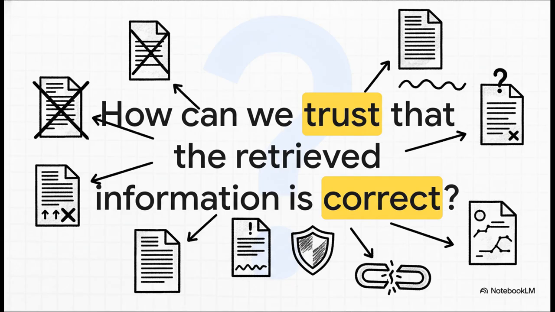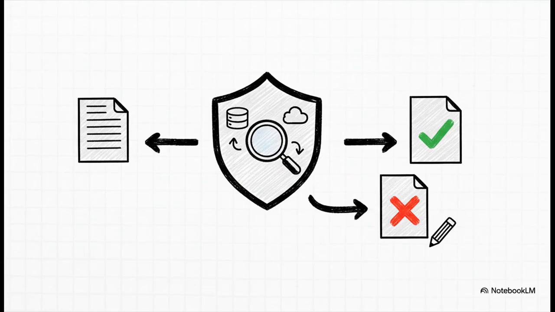What if the data is old, or what if 2 sources say the exact opposite? In high-stakes fields, this is a massive problem. And that's where Corrective RAG comes in.